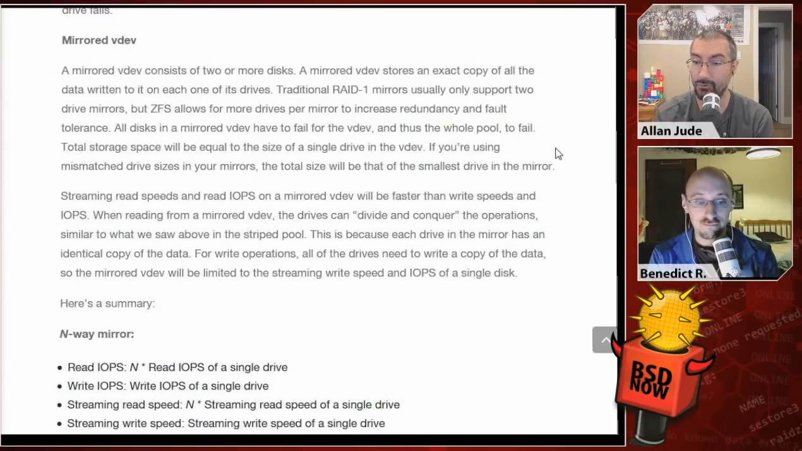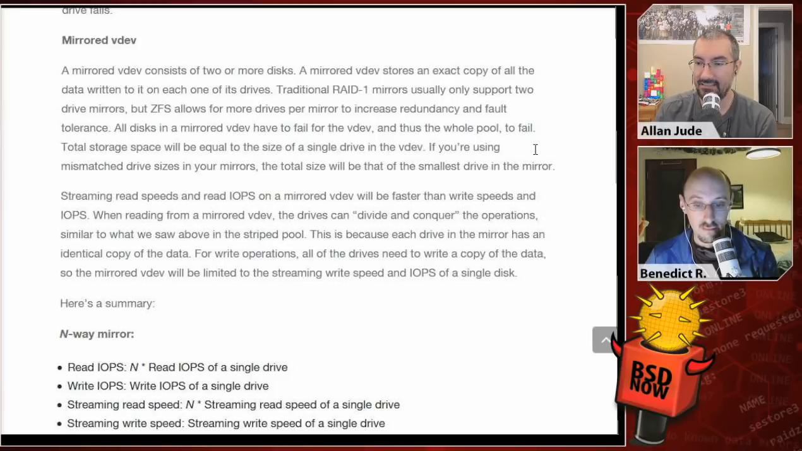So now look at mirrored. A mirrored VDEV consists of 2 or more disks. A mirrored VDEV stores an exact copy of the block on each member disk. So just like traditional RAID 1, which usually only supports 2 drives, but ZFS allows you to have as many drives as you want, so you can make really deep mirrors. All disks in a mirrored VDEV have to fail for that VDEV to fail. So if you have a 2-disk deep mirror, if one of the disks dies, that's fine. But if both die, you've lost all the data in that chunk and it's gone, which is why ZFS allows you to make 3 deep mirrors, or 4 deep mirrors if you want.